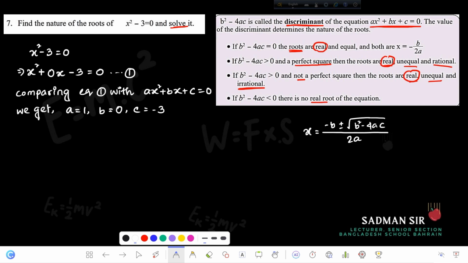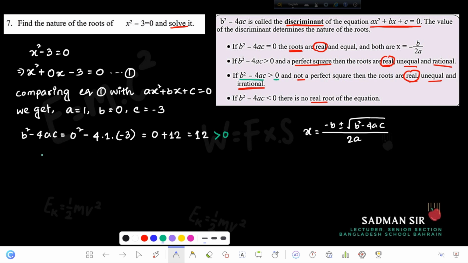So to get the nature of the root, we must know the value of b square minus 4ac, correct? So b here is 0, so 0 square minus 4 into a is 1 into c is minus 3. So it will give us 0, then minus minus will become plus, and 4 3s are 12. 0 plus 12 gives us 12 only. So that is the third case, right? If you check that b square minus 4ac, it is greater than 0. Yes, 12 is greater than 0. And we know that it is not a perfect square, right?